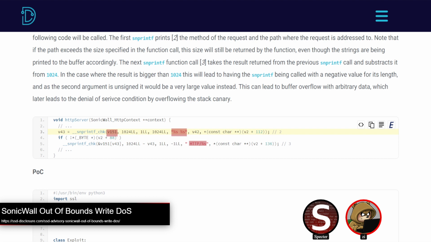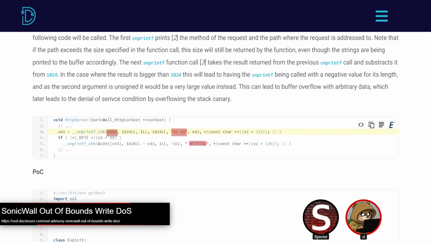Which means if you give it a very long path, something greater than 1024 bytes, snprintf will return saying, hey, this string would have been 5,000 bytes or something. I think that's getting too large for the HTTP spec, but some large number. Then when they go into that second snprintf call, 1024 minus 5,000, well, that's going to go negative. That's going to wrap around, and you're getting an overflow type of situation there.